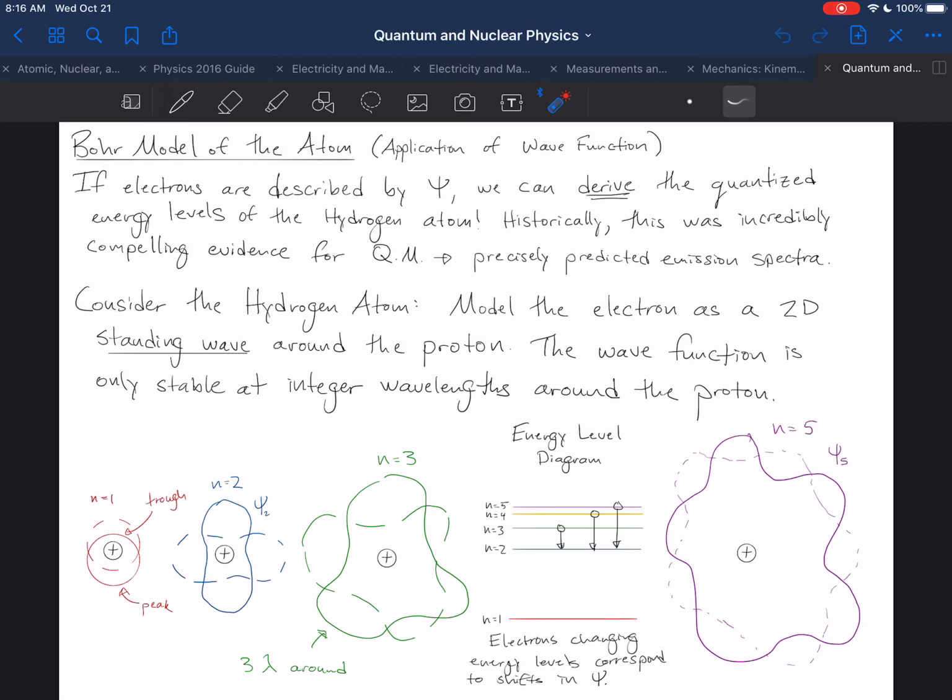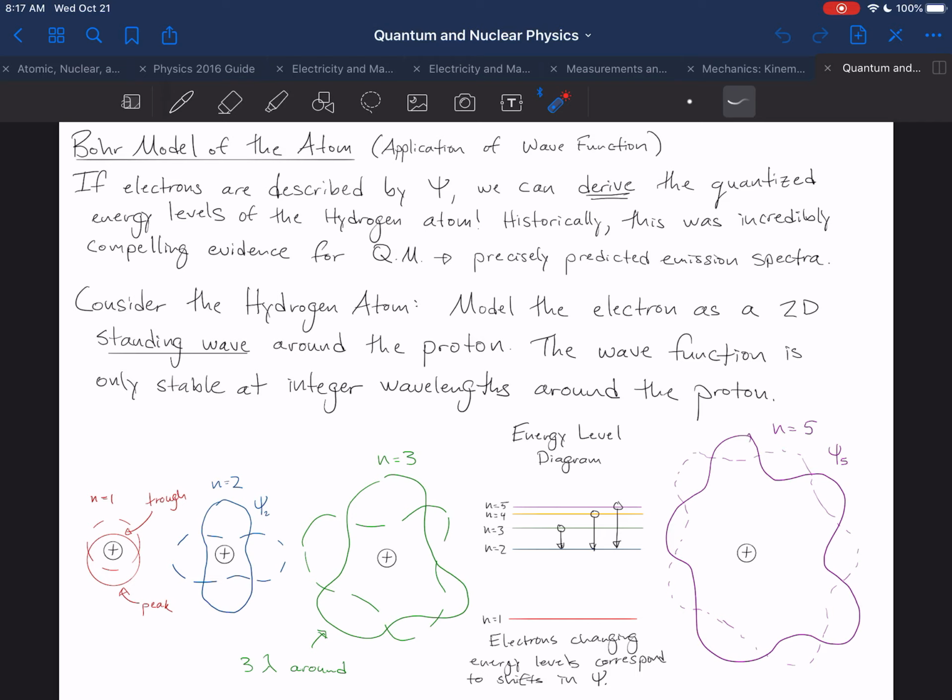If electrons are described by the wave function, that is, what it is for an electron to exist is just for a wave function corresponding to the electron to exist, then as it turns out, we can derive the quantized energy levels of the hydrogen atom. And as a result, we can derive the exact frequencies of the emission spectrum of hydrogen. And this is an astounding thing to be able to do.